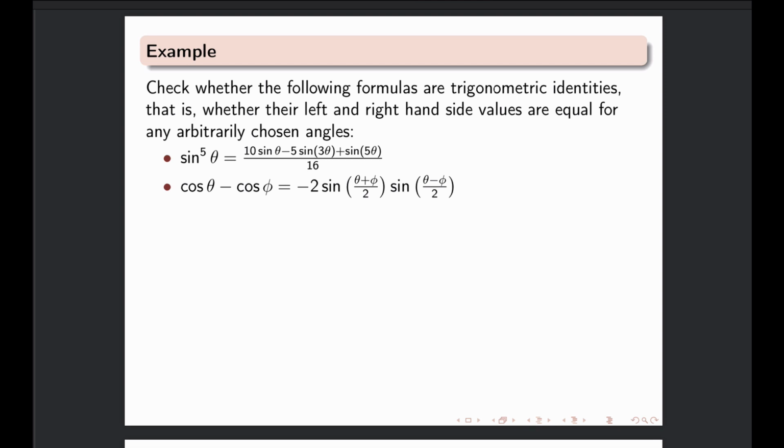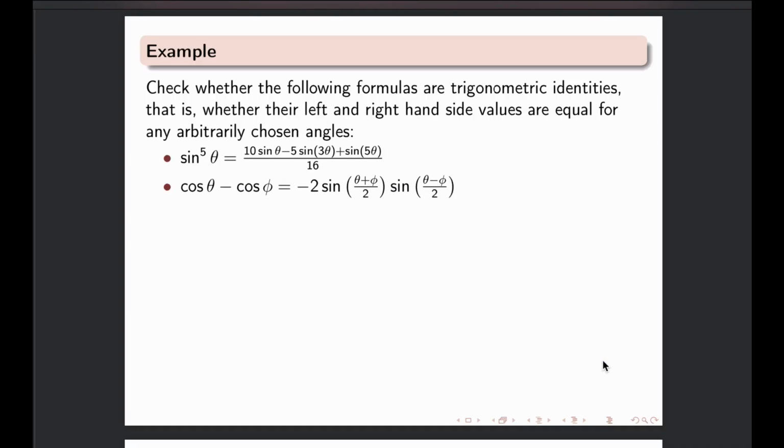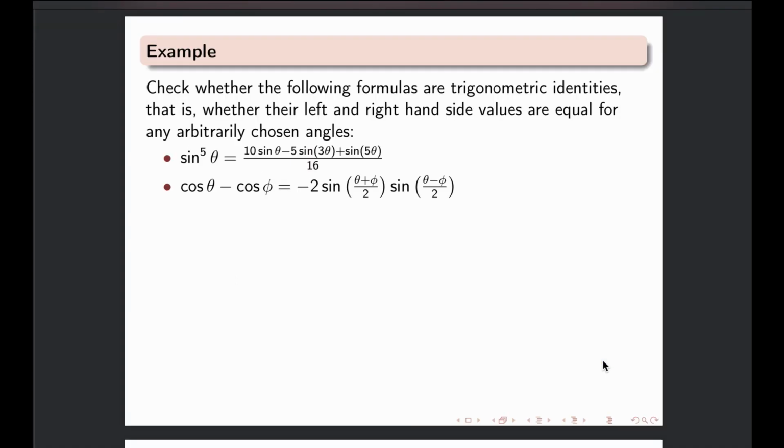So what we have to do is type those in. For instance, we can type the left and right hand side separately and then just see if the resulting value is the same. So let's start with the usual clear. And now our formulas. Let's do the first one first. We have sine power 5 of some angle theta. So we have angles theta and phi.